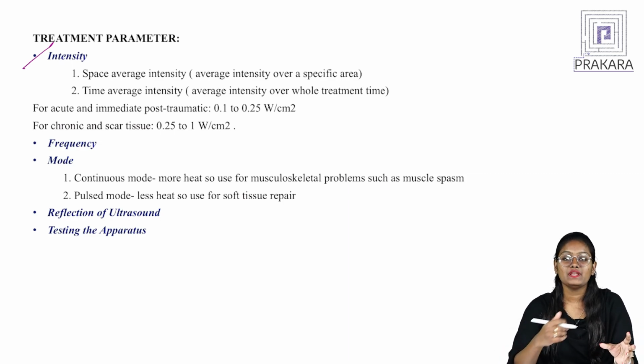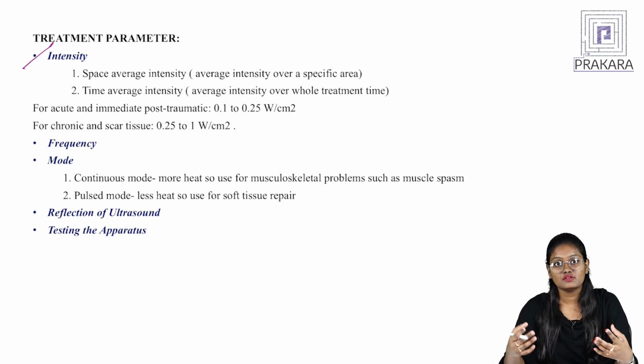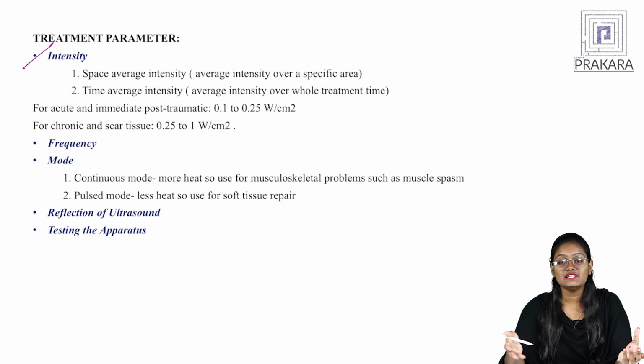Now, when I'm giving ultrasound over here, different structures absorb ultrasound at different levels. Bones absorb too much ultrasound, and tissues absorb a little less when compared to bones. You get the point, right? So different structures absorb the ultrasound at different levels. So when you're talking about the intensity of ultrasound in a particular area, we talk about it as an average intensity.